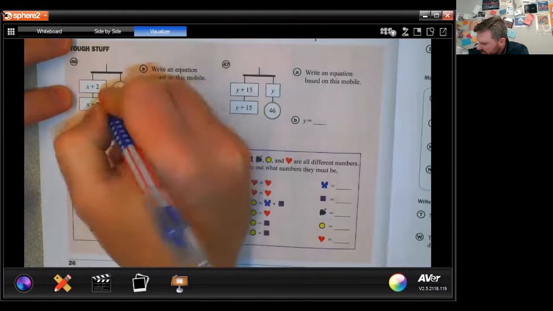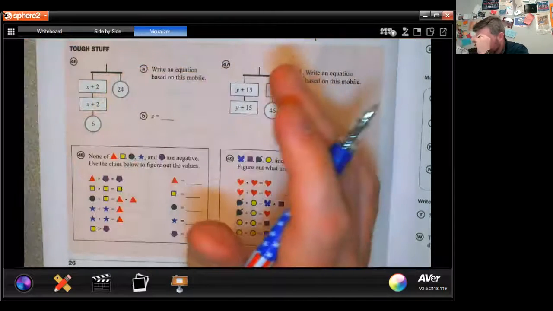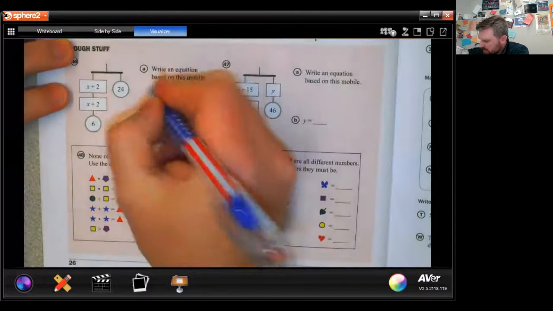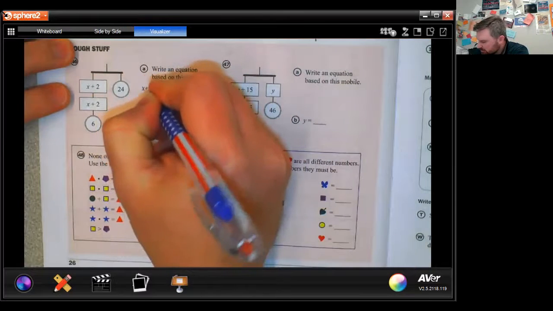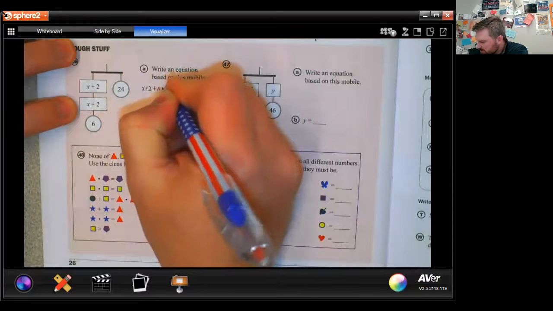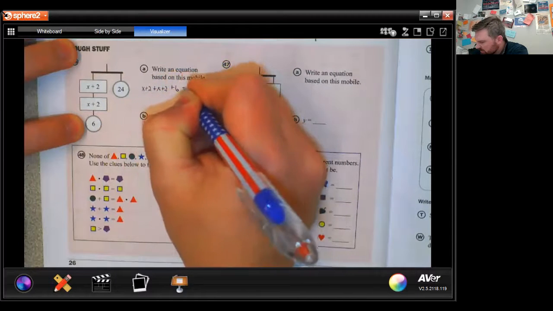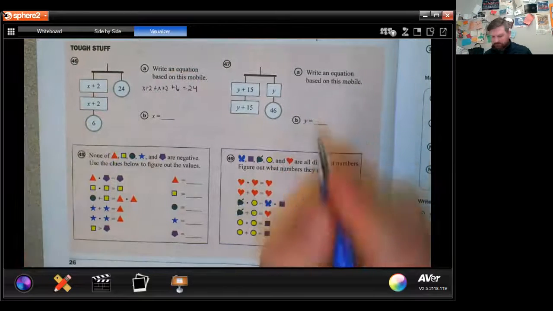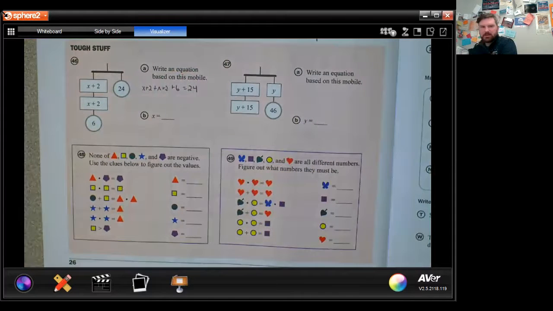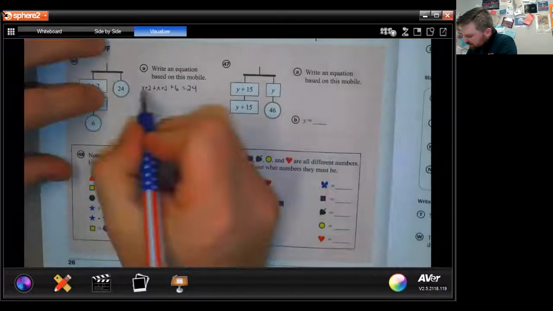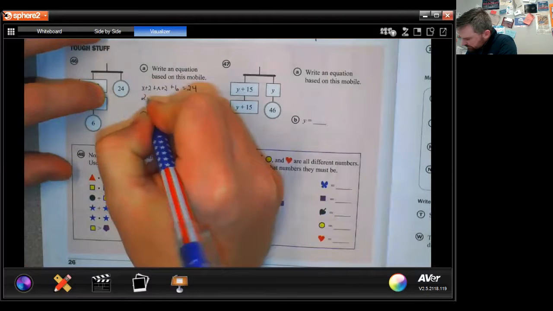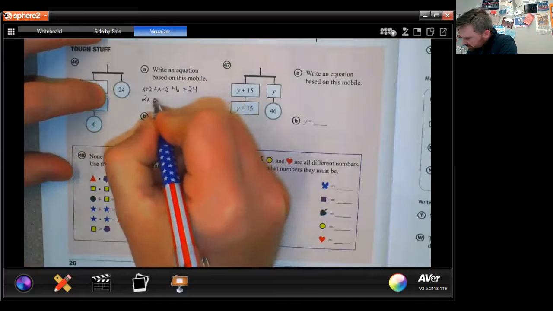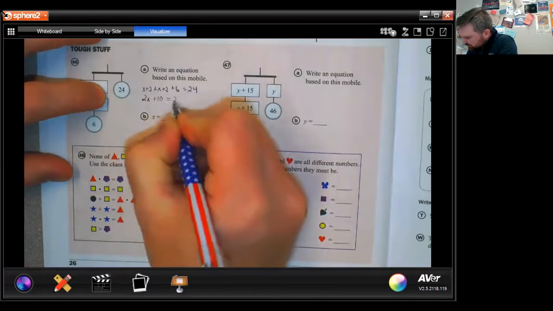So we have 2 of these. So you can write different equations if you want. But I'm going to say x plus 2 plus x plus 2 plus 6 equals 24. And now they say, what is x? So we kind of need to just simplify this. So I have 2 x's, and then 2, 3, 4, 5, 6, 7, 8, 9, 10 plus 10 equals 24.